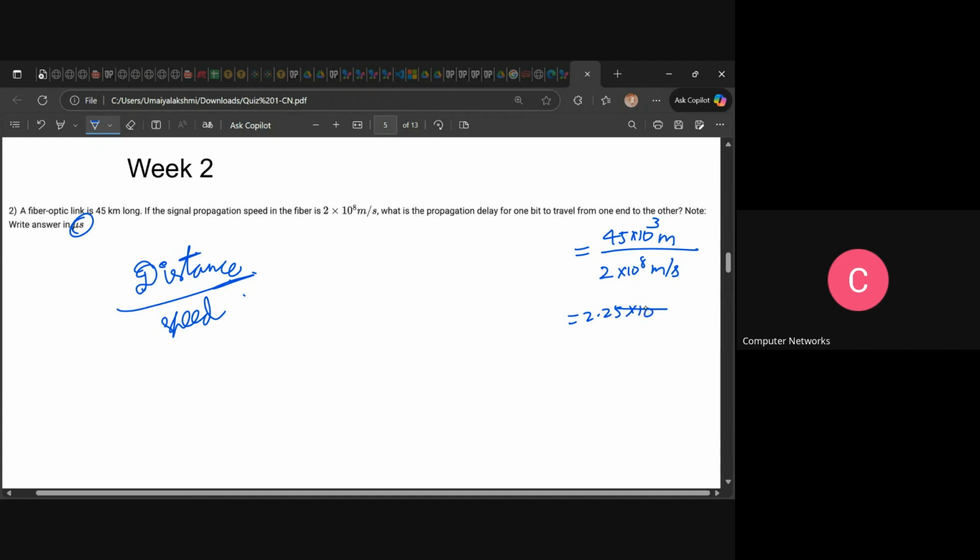2.25 into 10 to the power of minus 4. But we wanted it in microseconds, so I have to multiply it by 10 to the power of 6. What will be the value then? 225 microseconds. Okay. Is it clear? Yes.